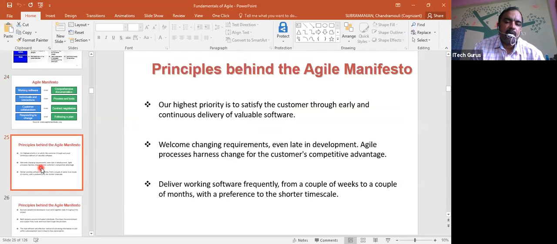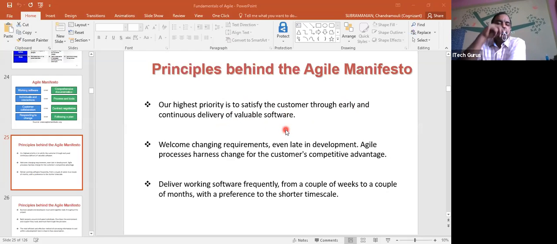I told you there are 12 principles, right? Based on the 4 values, there are 12 principles also. Okay, so each one of us, being an agile practitioner, should also follow these 12 principles. See, as I told you, these 12 principles are also derived from the 4 values only. See the first one. Our highest priority is to satisfy the customer through early and continuous delivery of valuable software.